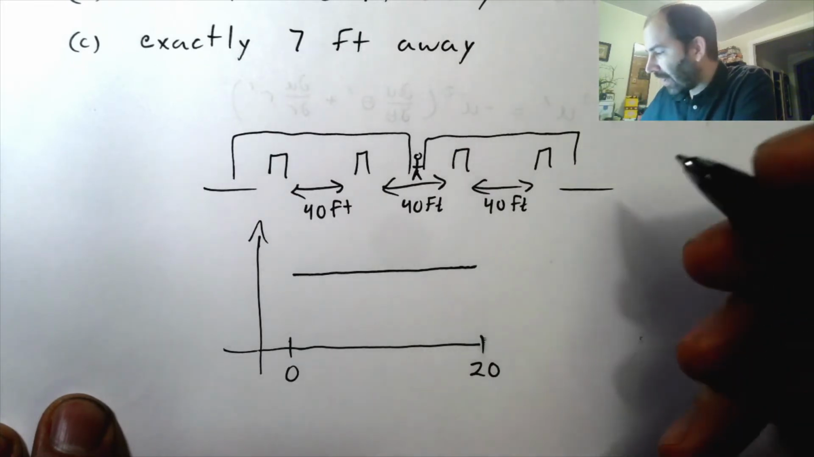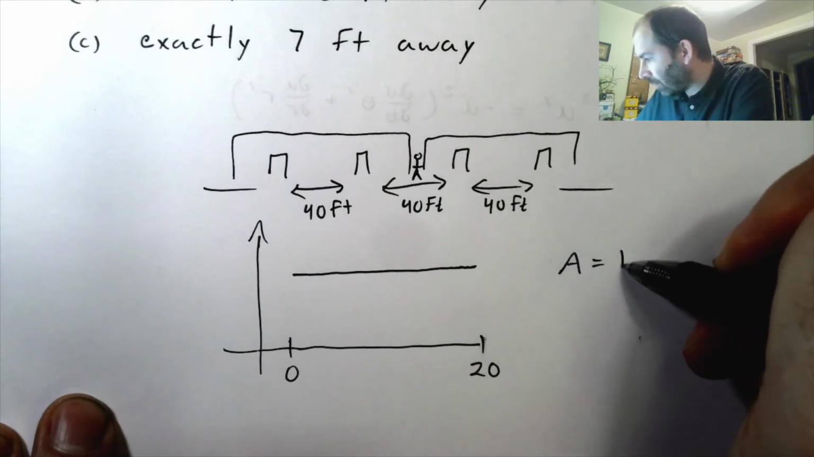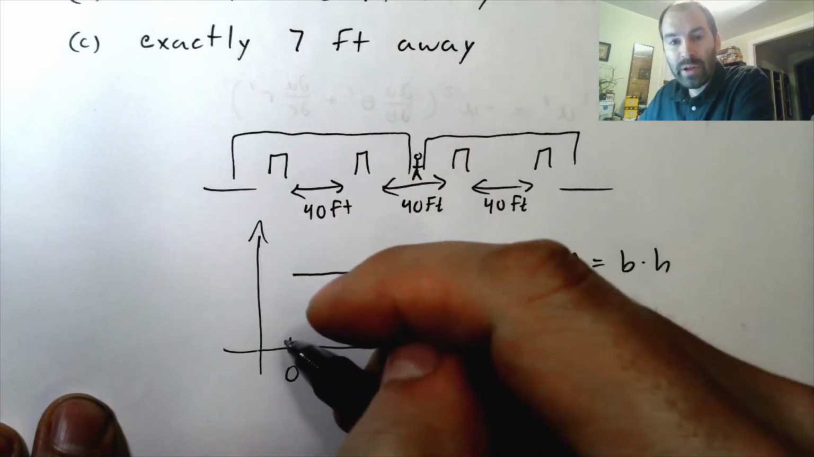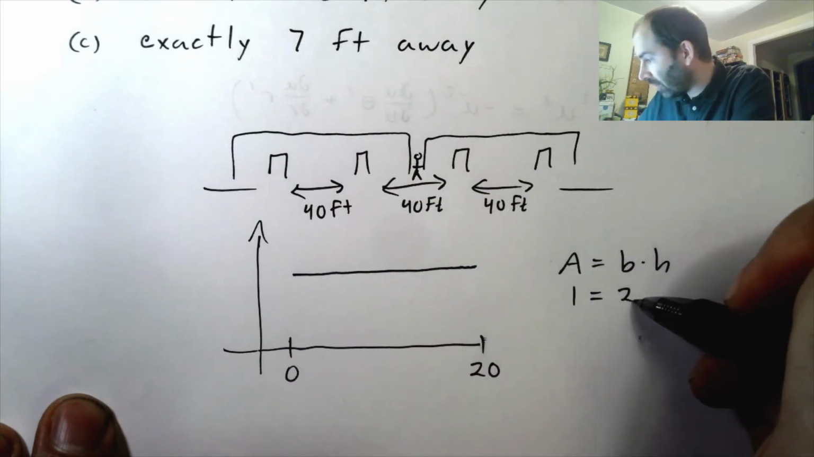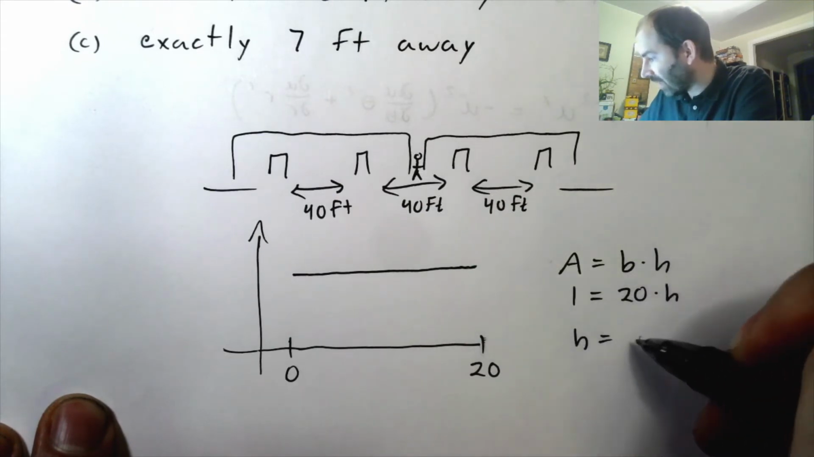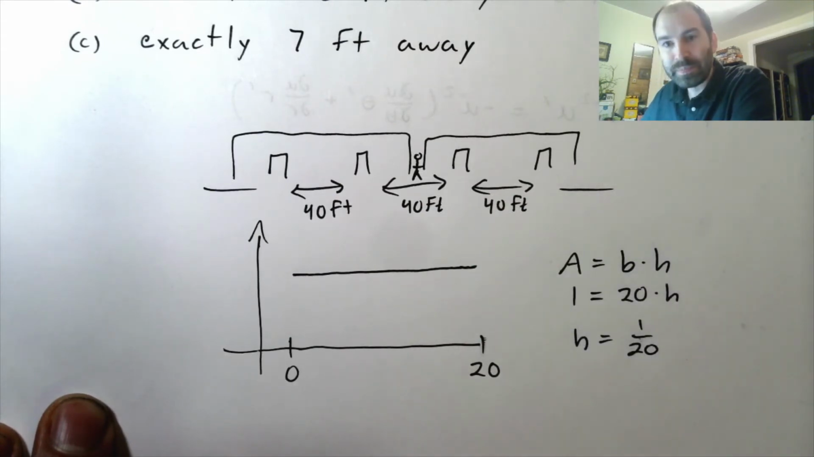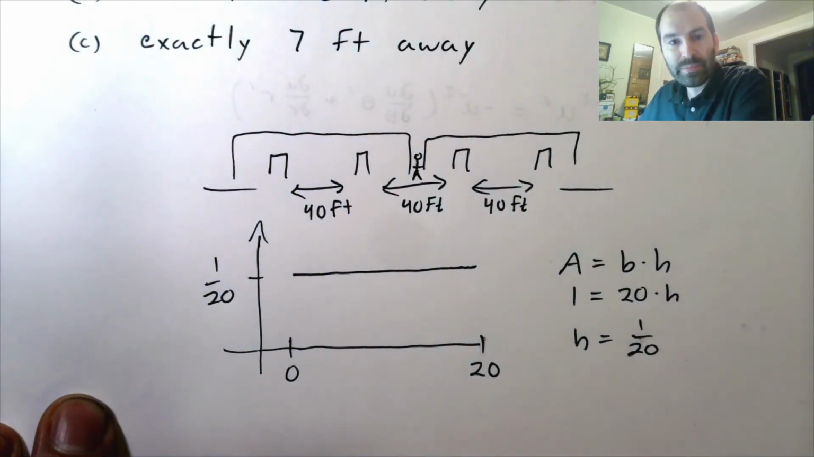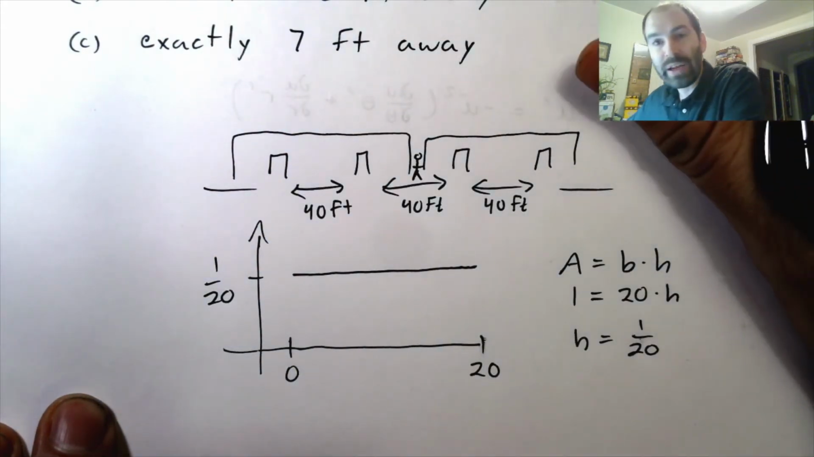Well, you should have figured out that the area, as we said before, is base times height. The total area has to be equal to 1. The base is width 20. And so I have this equation, and that tells us that h has to be 1/20th. So that tells me the height here. Now I think we can answer these questions.